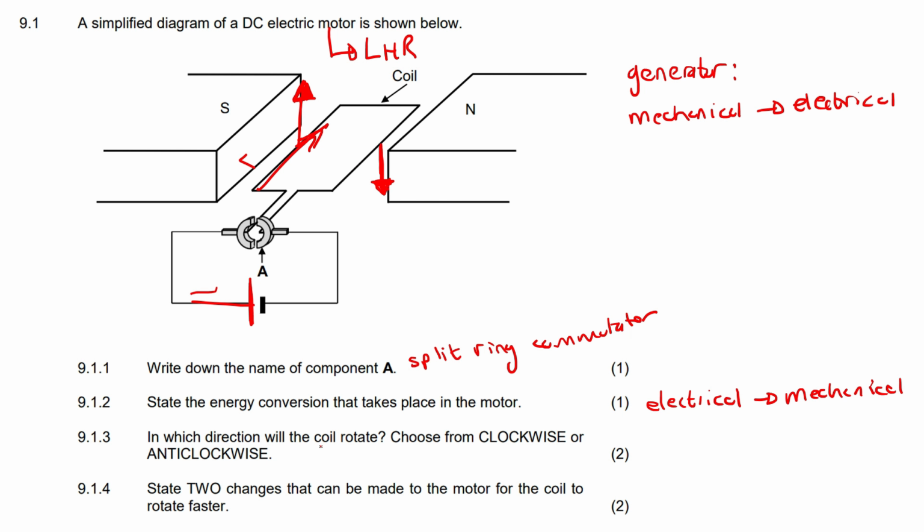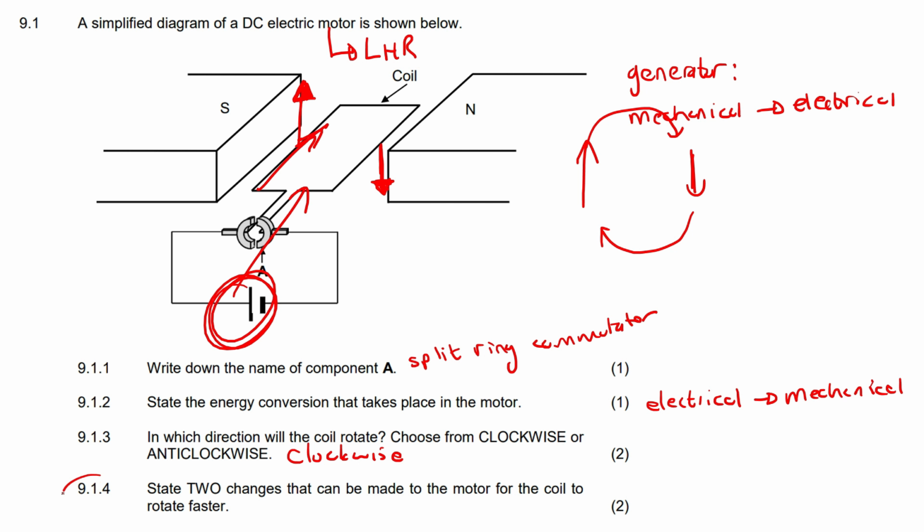So it says, in which direction will the coil rotate? If you had to stand over here and have a look, then you would see this part's going up and then this part's going down. So that's going to create a clockwise rotation. So we would say clockwise.